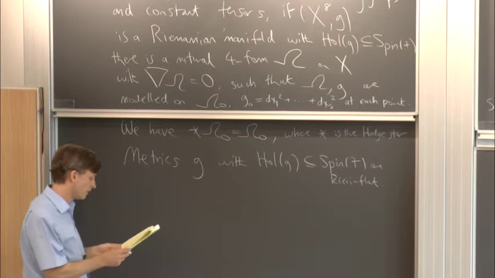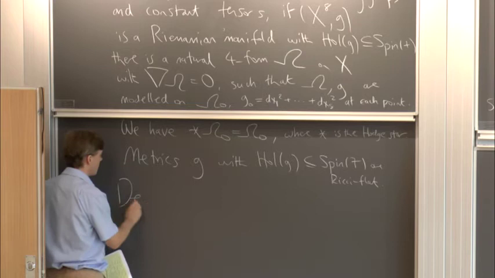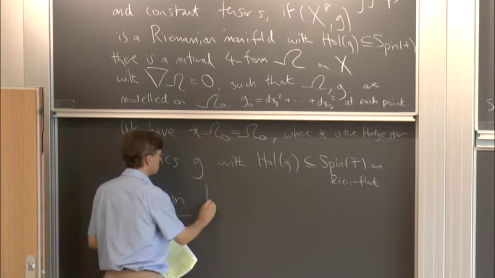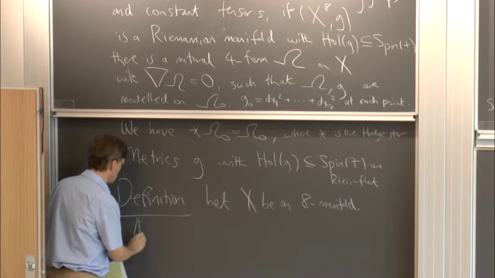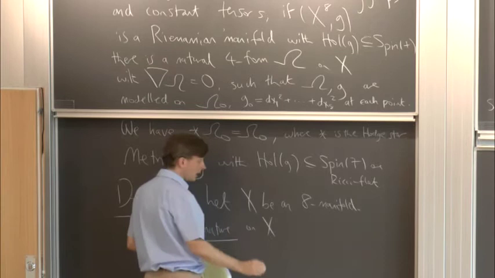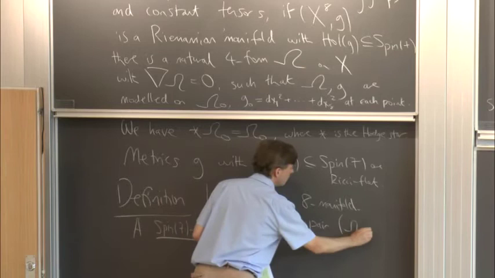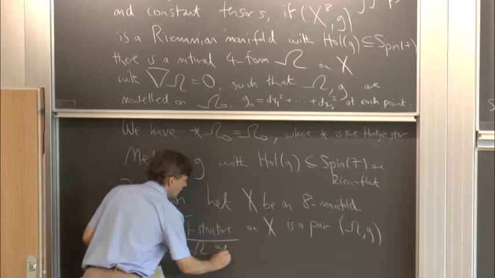Okay, so as for the G2 case, I'm going to define a notion of spin 7 structure, which is actually an abusive notation. Let's make a definition. Let X be an 8 manifold. Then a spin 7 structure on X is a pair big omega, G of a 4 form big omega and Riemannian metric G on X.